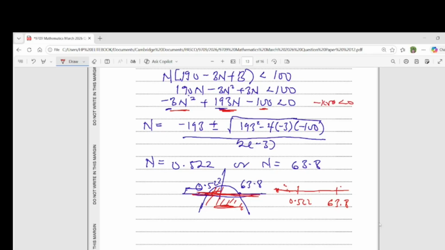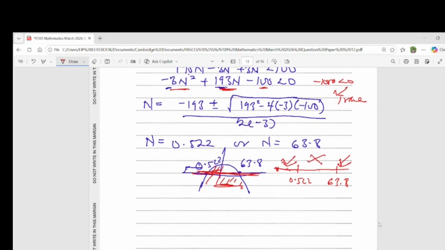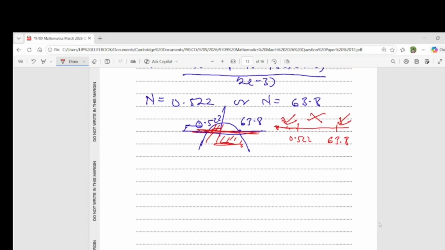And we ask ourselves, is this one true? Is it true that negative 100 is less than 0? And that is true. It means that the values here at the left of 0.522, and then the values at the right of 63.8 will satisfy this quadratic inequality, but values in between will not satisfy. So we have two intervals. One is values of n less than 0.522, values of n greater than 63.8.